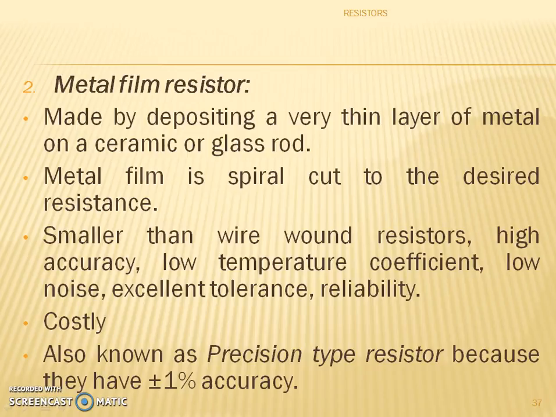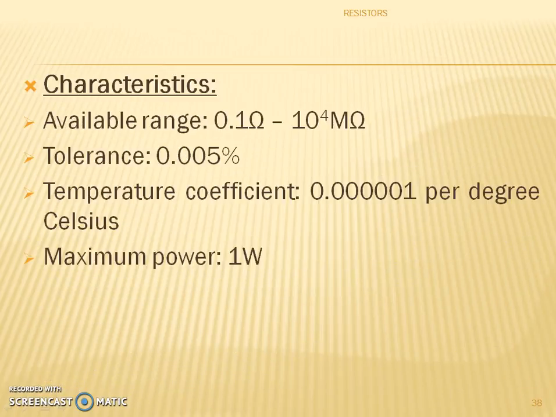Now the metal film resistor, made by depositing a very thin layer of metal on a ceramic or glass rod. The metal film is spiral cut to the desired resistance. It is smaller than wire wound resistors, with high accuracy, low temperature coefficient, low noise, excellent tolerance, and reliability. Now it's costly. It's also known as a precision type resistor because they have plus or minus 1% accuracy. Now the characteristics are listed here.